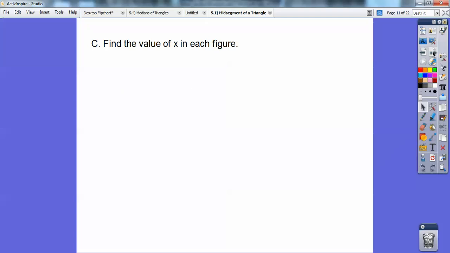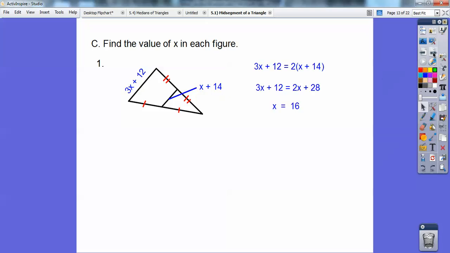Okay, so find the value of x in each figure. Here we go. It looks like I have a midsegment there. So x plus 14 is half of 3x plus 12, or better yet, 3x plus 12 equals twice x plus 14. So when you solve for x, you get x equals 16. All right, try this one here.